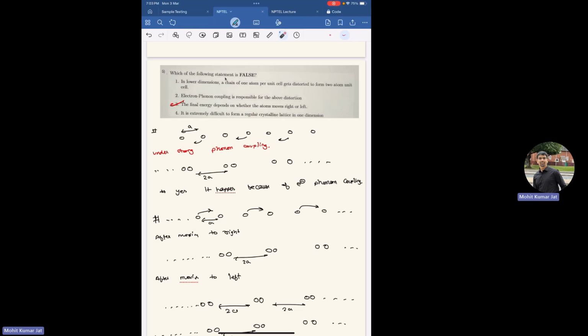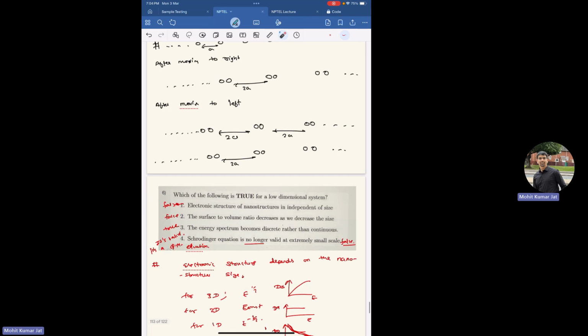In lower dimension, a chain of one atom unit cell gets distorted to form two atoms unit cell. Yes, it can happen if the system is minimizing its energy by doing so, and it requires strong electron phonon coupling. Then the second question is electron phonon coupling is responsible for above distortion. Yes, this is true.